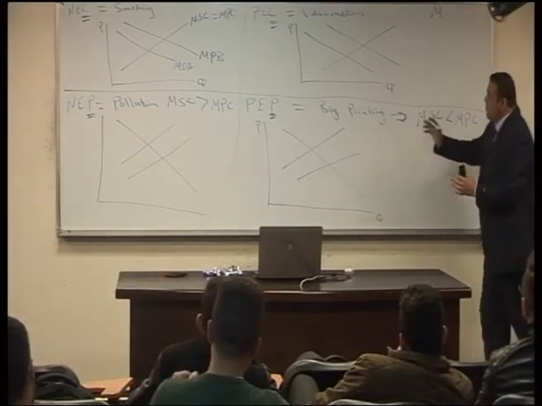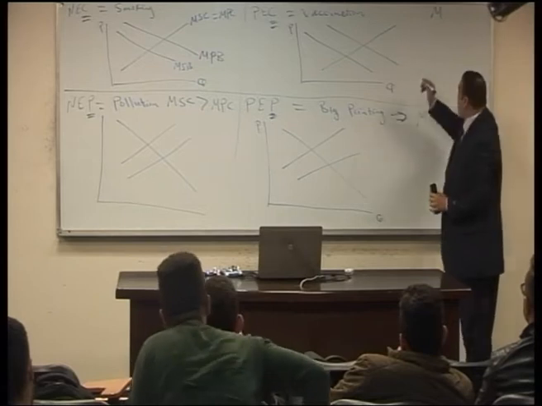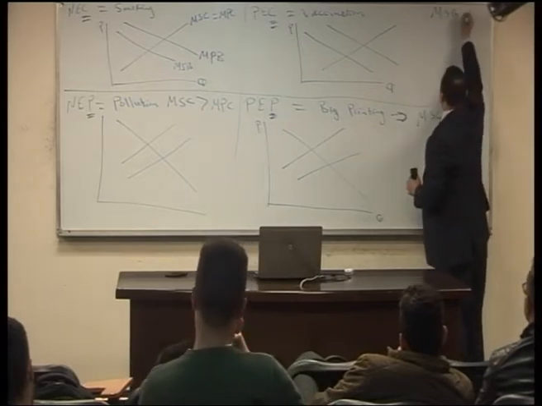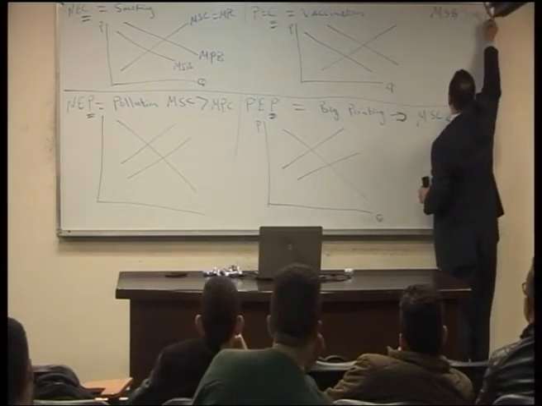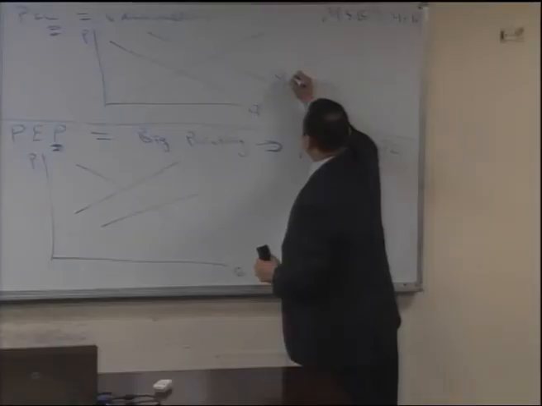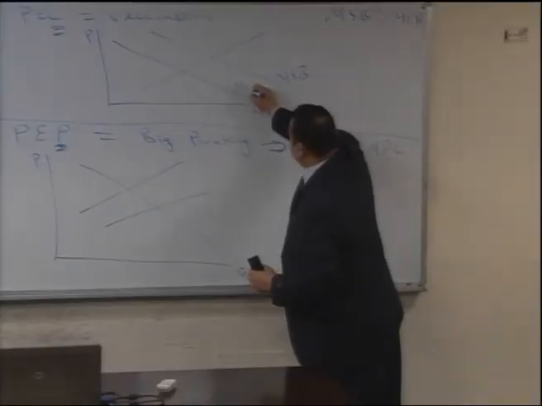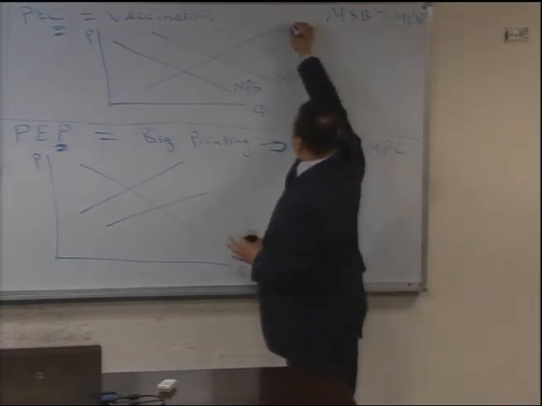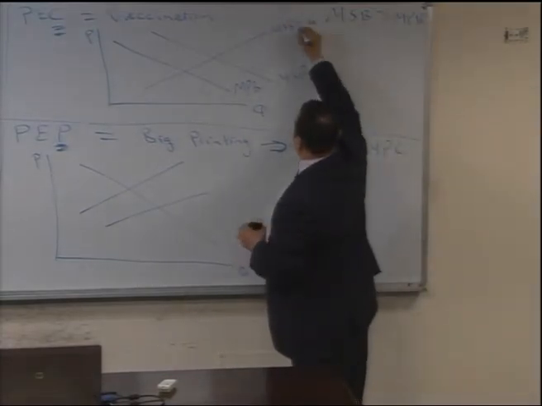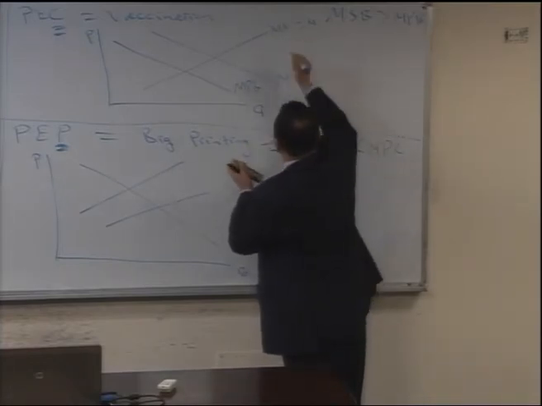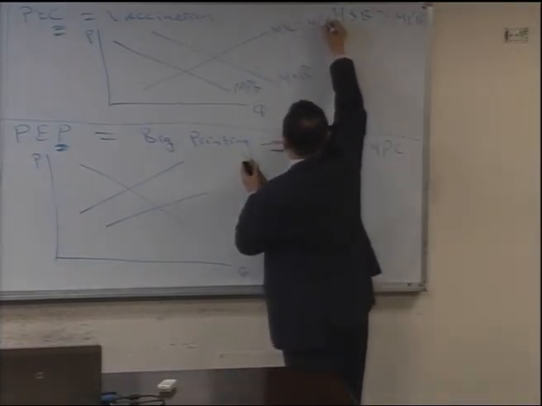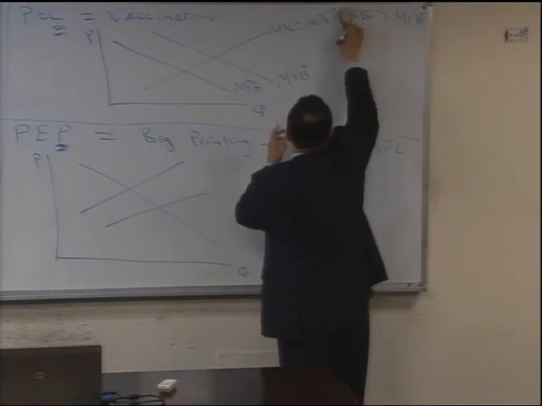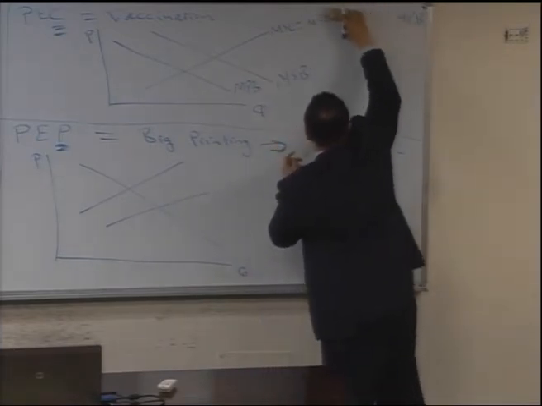Pay attention. Let's see here. In the vaccination, the marginal social benefits is bigger than the marginal private benefits. So here is the marginal social benefits, and here is the marginal private benefits. And this is the marginal social cost equals the marginal private cost. Okay?